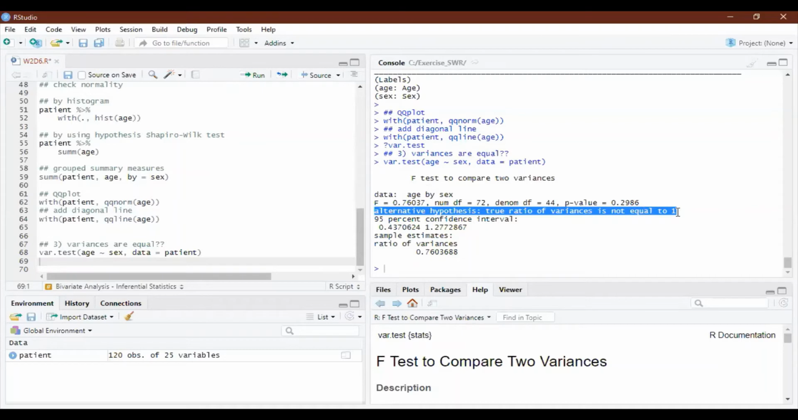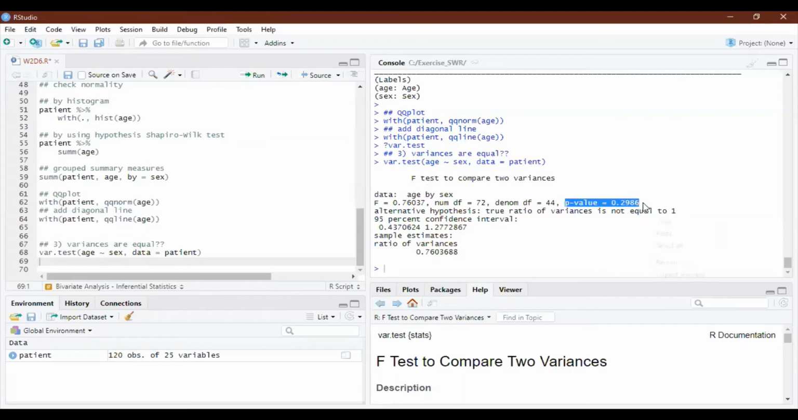Okay, so how do we test the variances between two groups? We divide the two variances of the two groups by each other. Our null hypothesis is that this ratio is equal to 1, and the alternative hypothesis is that this ratio is not equal to 1. And then we have our p-value. Our p-value suggests that the variances between the two groups are not different.